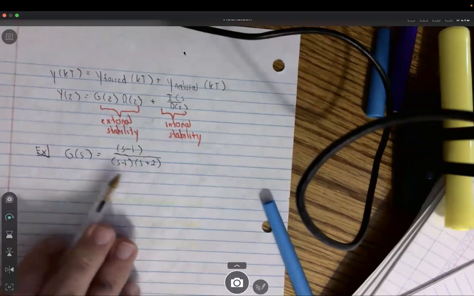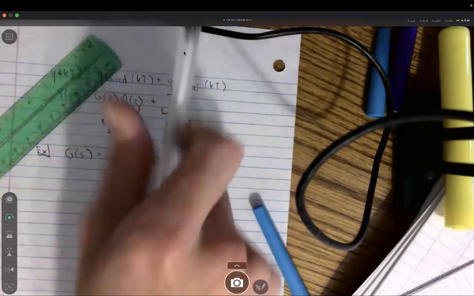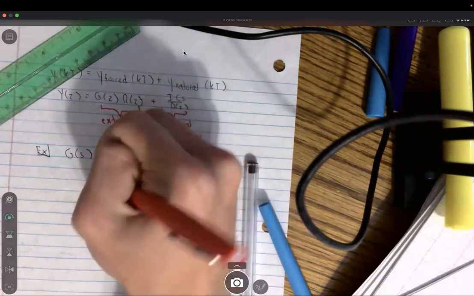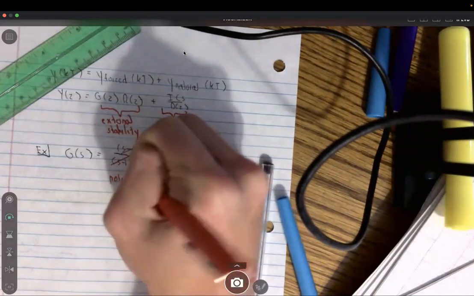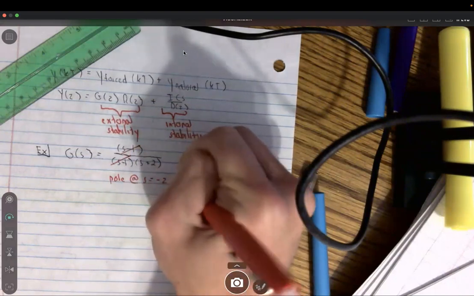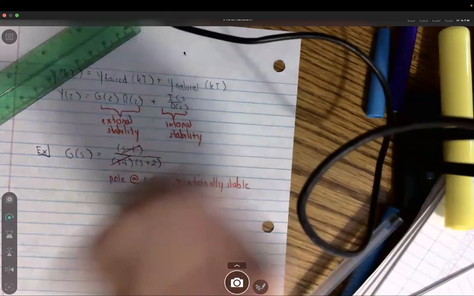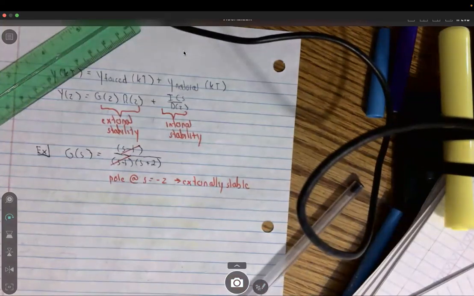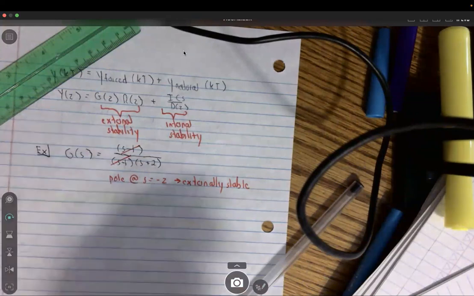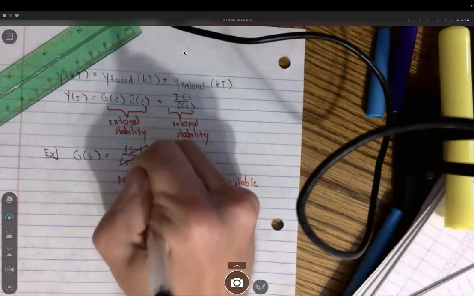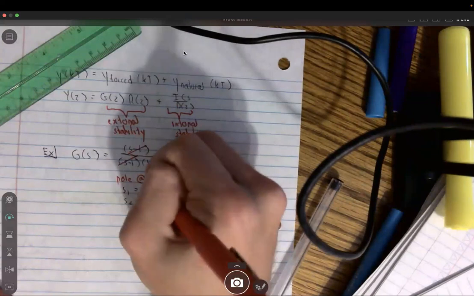Realistically, this doesn't happen. So theoretically, these should go away with each other. And so then we would say that there's a pole at S equals -2, so it's externally stable. And then what you're going to notice, though, is that internally, from our standpoint, it's not internally stable because we have two poles. One at S1 is equal to 1, and one at S2 is equal to -2. So technically, this is not internally stable.